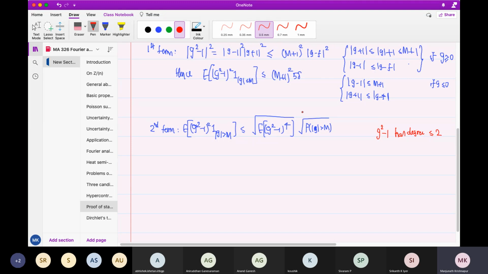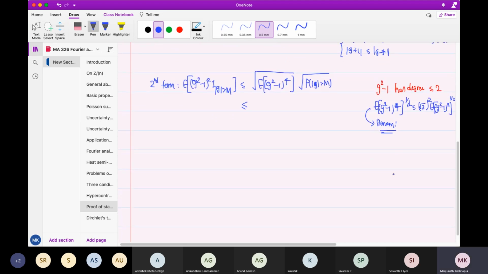Okay, that has the 1 by 2 to the n. But we are not raising to the power 1 by 4. We are raising to the power 1/2. So what do we get here? Square root 3 to the power 2 is what? So what we have is expectation of (g square minus 1) the whole square, oh sorry, to the power 4, to the 1 by 4, less than or equal to square root 3 whole square, expectation of (g square minus 1) whole square to the power half. This is the Bonami lemma, because the degree is 2.